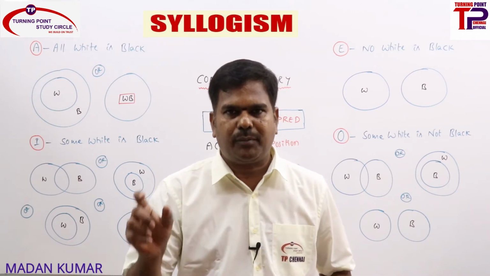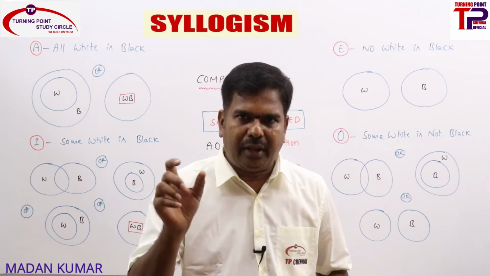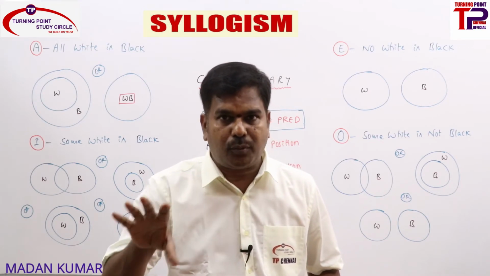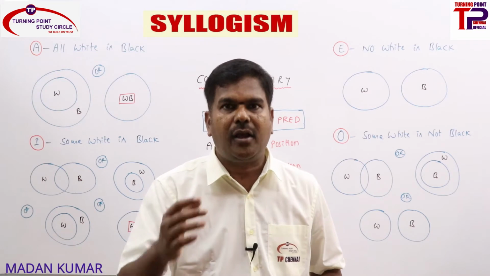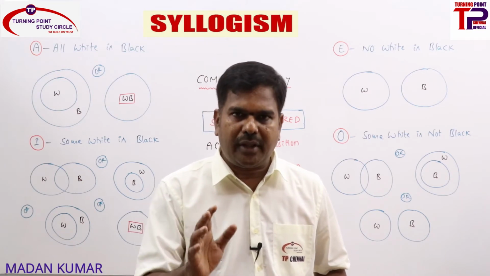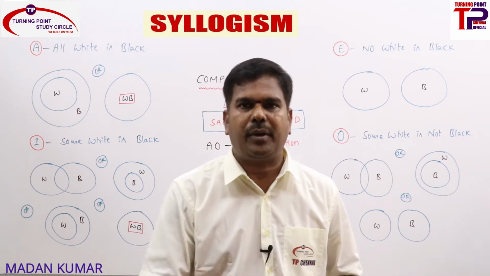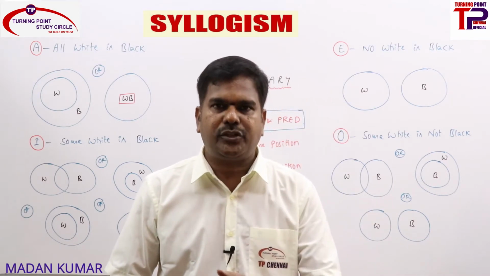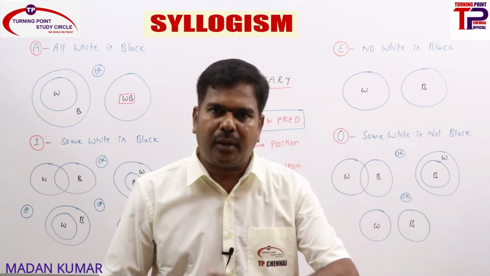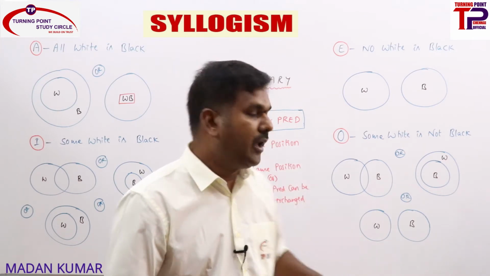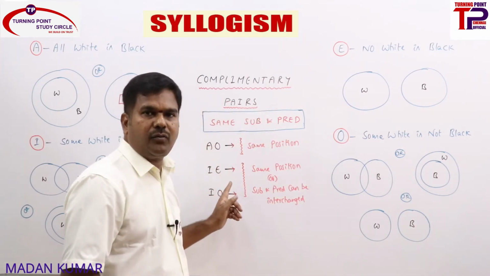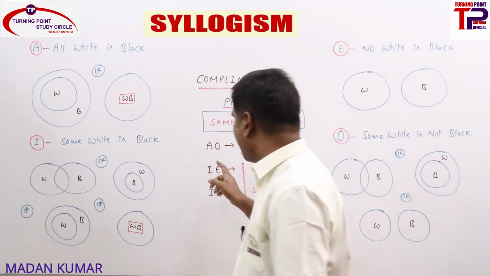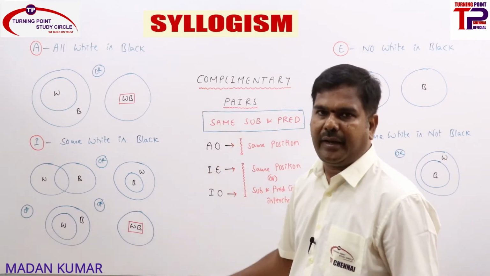One must be positive, one must be negative, and subject and predicate must be the same. For AO pair, the subject and predicate with the positioning also must be the same. For IE pair and IO pair, even if subject and predicate are interchanged, it is a complementary pair. Why? Because I can be converted into I and you can make the same positioning. Even in IO pair also, I can be converted into I, you can make the same positioning. For IE pair, you can even convert E also here. Clear? Now we will see how this AO pair, IE pair, IO pair came into light.